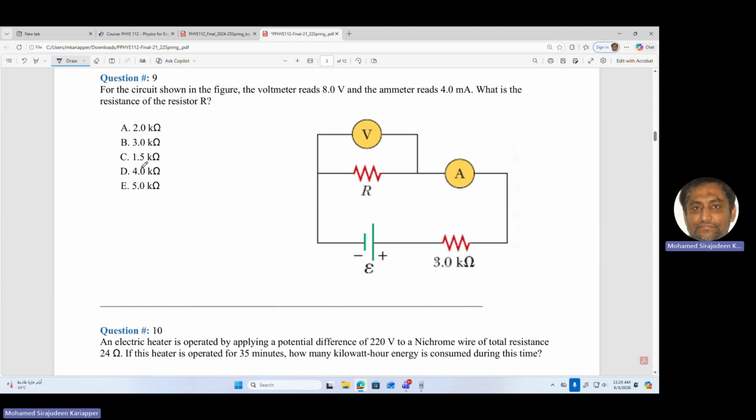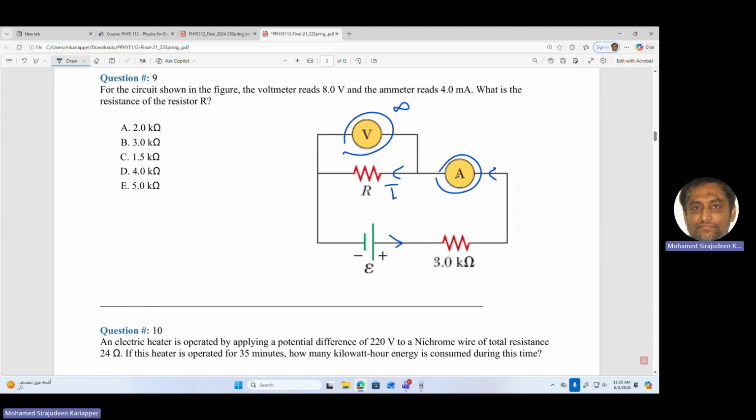Number 9, for the circuit shown in the figure, the voltmeter reads 8 volt and the ammeter reads 4 milliamperes. What is the resistance of the resistor R? Okay, now this is a meter and this is a meter. This has infinite resistance, right? So that means all of the current that comes out of this will go through the ammeter, which is supposed to have 0 resistance, like a superconducting wire, and there will be no current through the voltmeter because it has infinite resistance, the ideal one, and the same current will flow through the resistor.